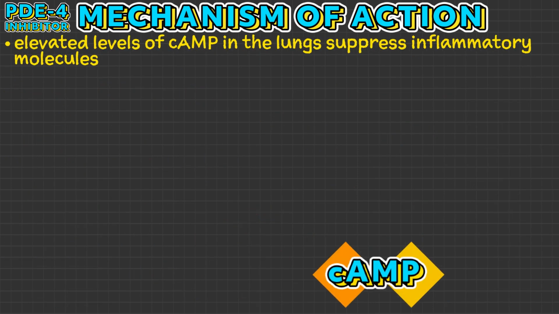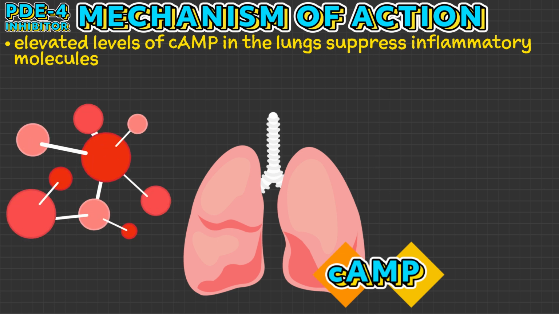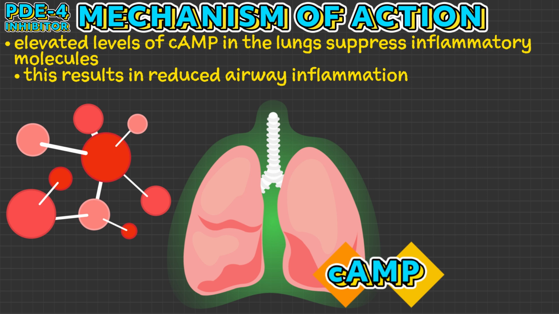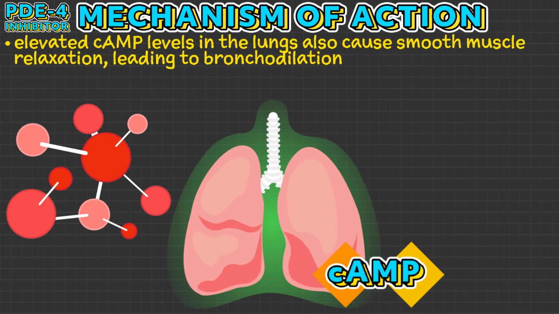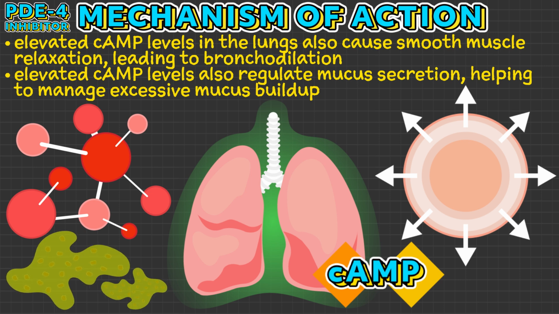Elevated levels of cAMP in the lungs suppress inflammatory molecules. This results in reduced airway inflammation. Elevated cAMP levels in the lungs also cause smooth muscle relaxation, leading to bronchodilation. Elevated cAMP levels also regulate mucus secretion, helping to manage excessive mucus buildup.